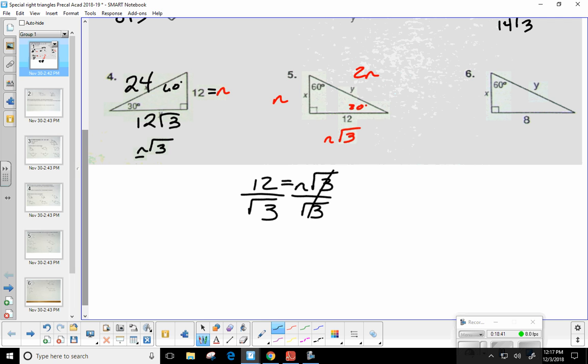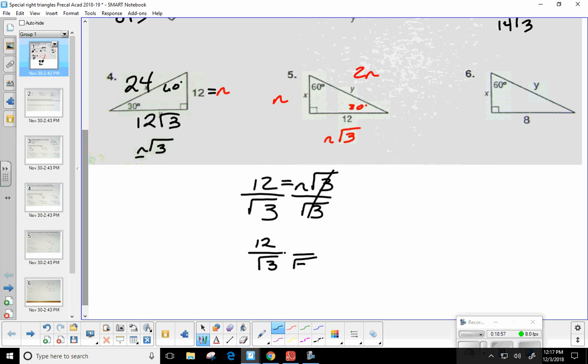In fact, what's the word I'm looking for? Rationalize. So 12 divided by the square root of 3. What does that mean, rationalize? What am I doing? There you go. We don't want that radical down below.